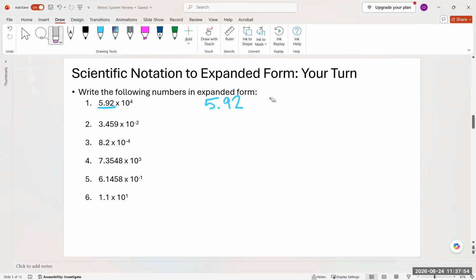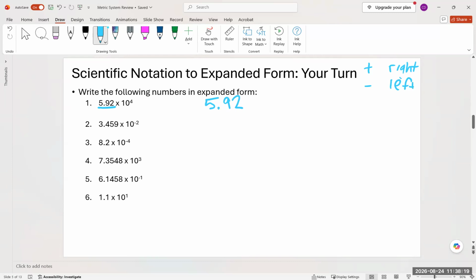Notice that this exponent is positive. With a positive exponent, we move the decimal to the right. If it was a negative exponent, we'd move that decimal to the left. And we move it, in this case, 4 places because we have 10 to the 4. It's a positive number, so we're moving to the right. The number is 4, so we're going to move this decimal 4 places to the right.